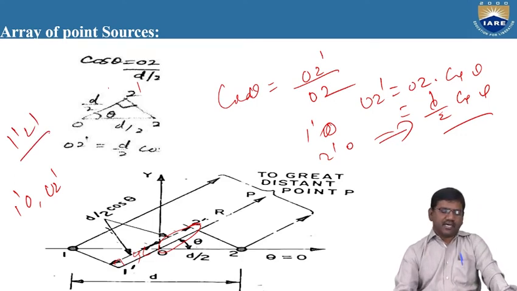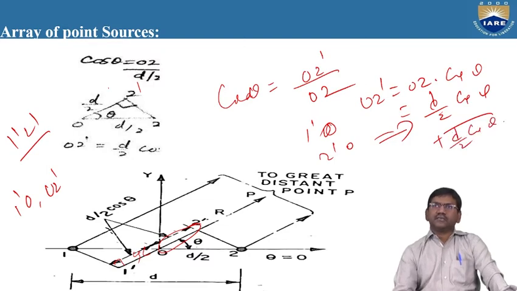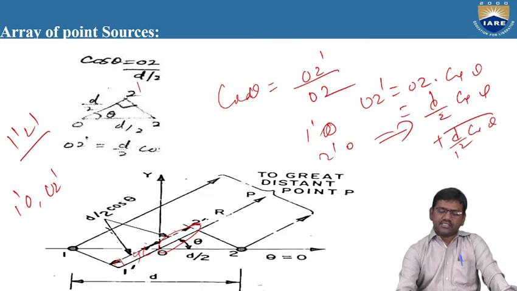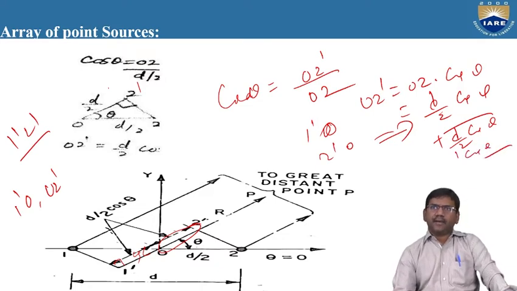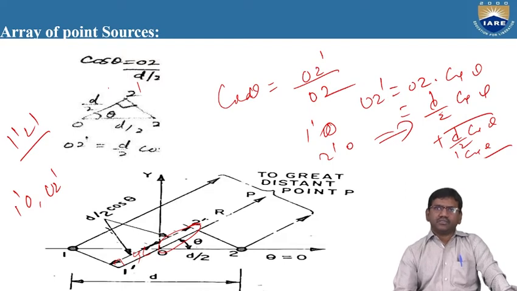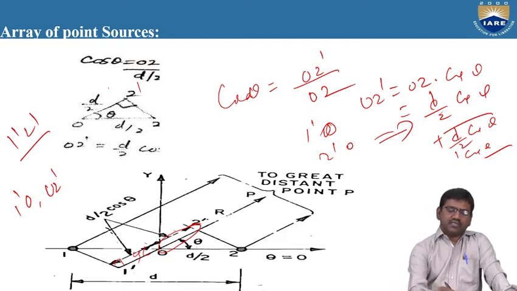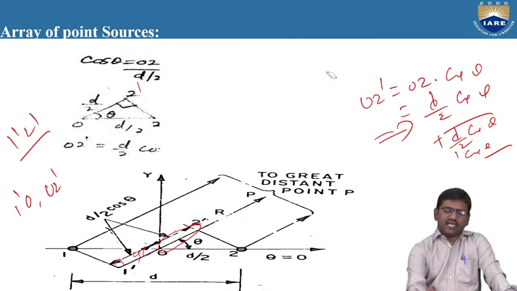So what is the total path difference? d by 2 cos theta plus d by 2 cos theta is equal to d cos theta. So this is the path difference between the point sources 1 and 2. So here we have determined first the path difference.